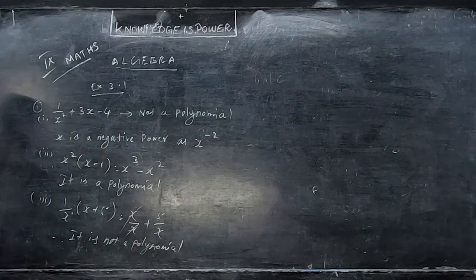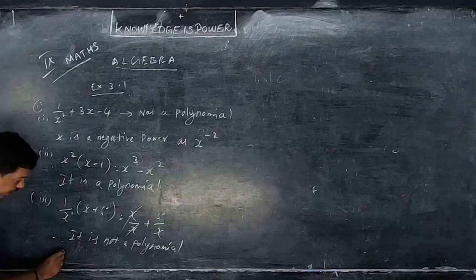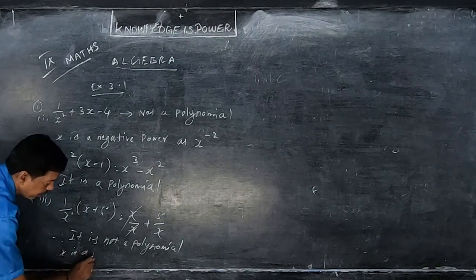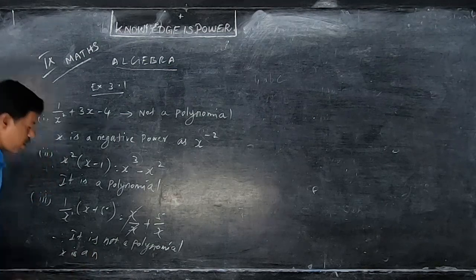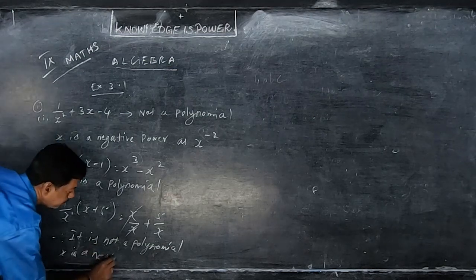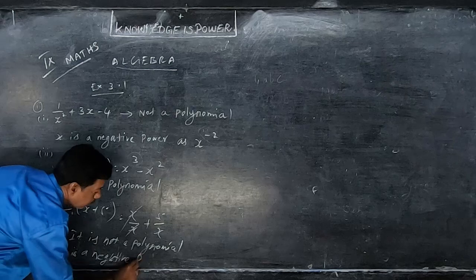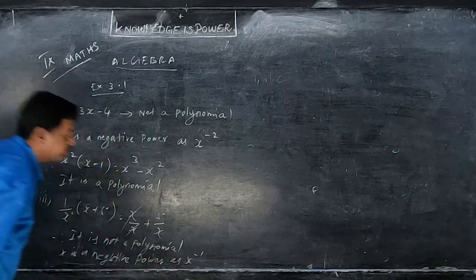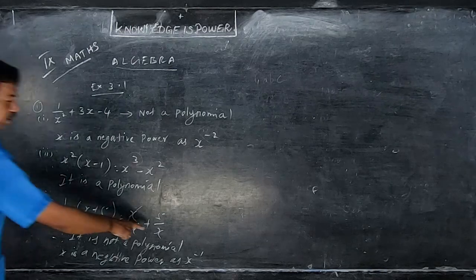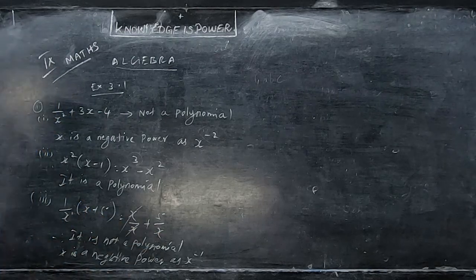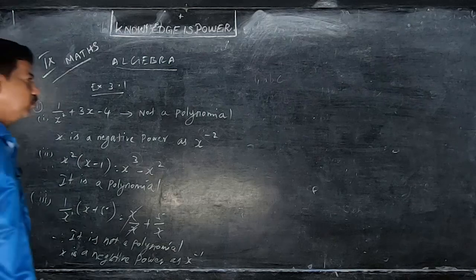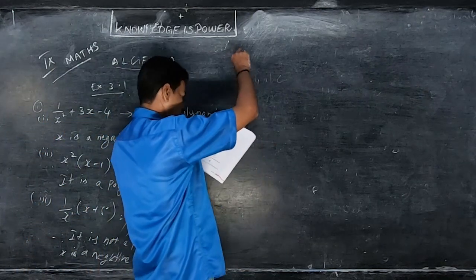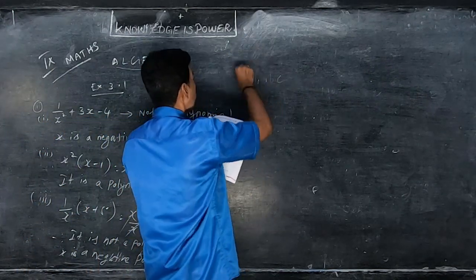Because what is the reason? Same as what I told in the first sum. X is a negative power, x minus 1. Because here there is no power, and I told that if there is no power, we have to treat it as 1. So x minus 1. Next. Question number 4.